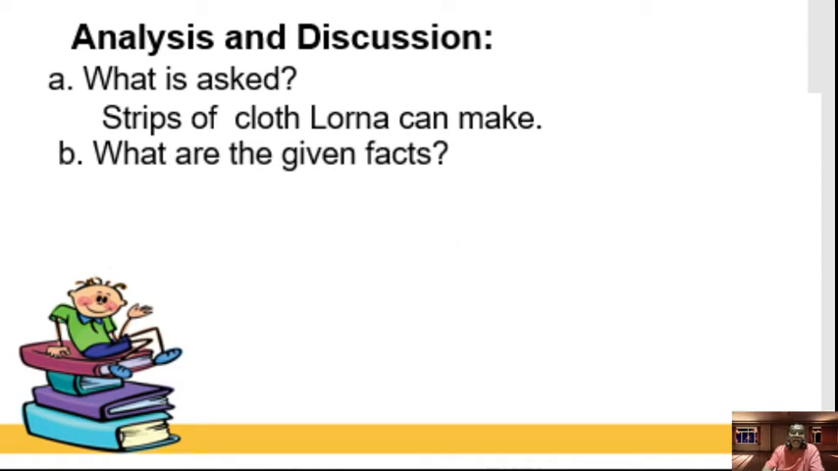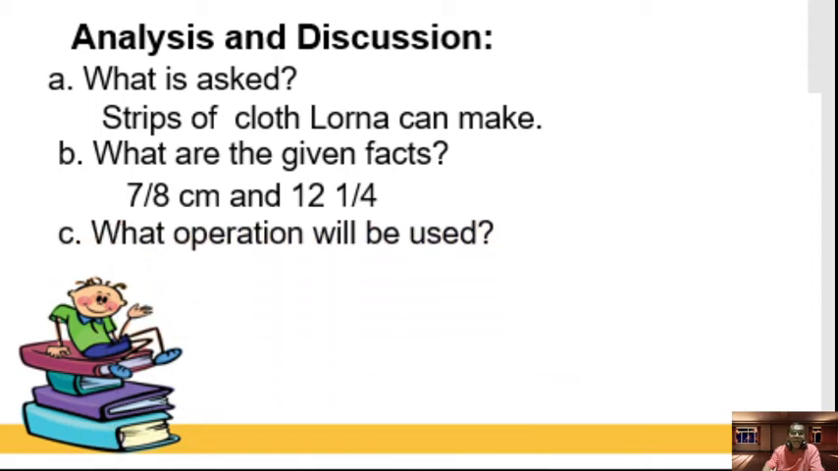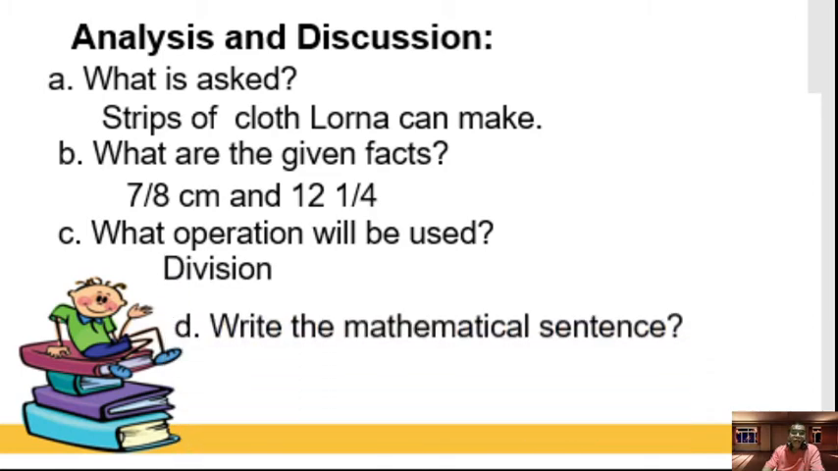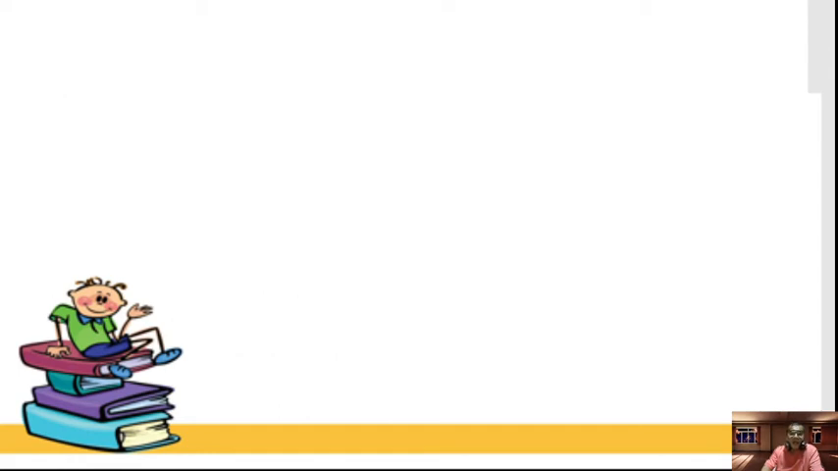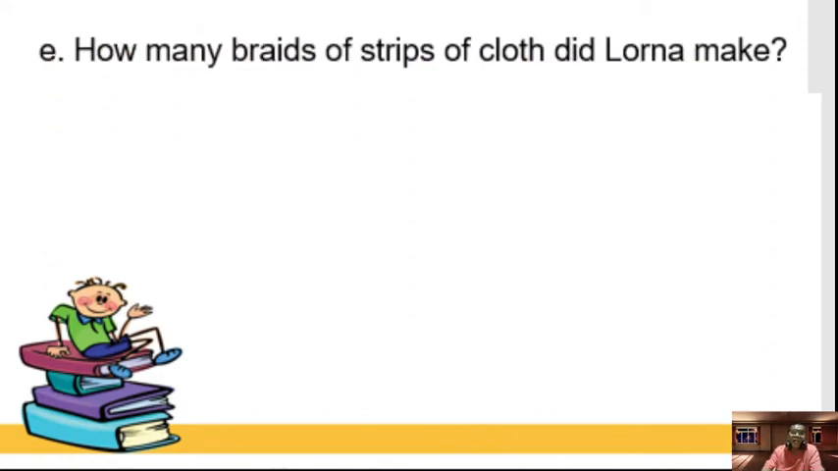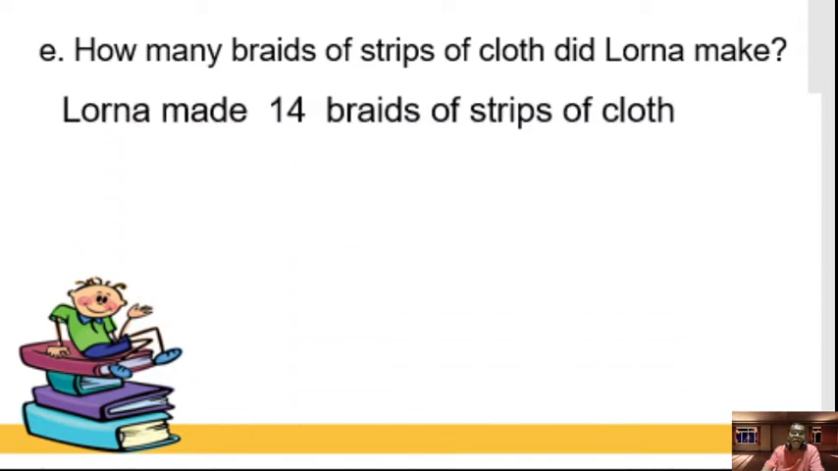And what are the given facts? So that is 7/8 cm and 12 and 1/4 cm. What operation will be used? Yes, that is division. How will you write the mathematical sentence or the number sentence? So that is 12 and 1/4 divided by 7/8 equals n. Now, how many braids of strips of cloth did Lorna make? So Lorna made 14 braids of strips of cloth.